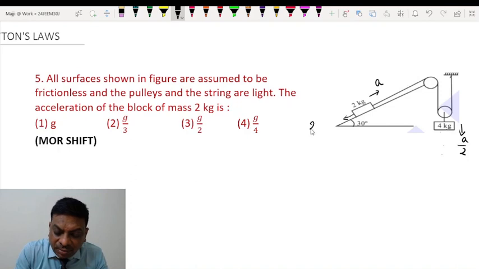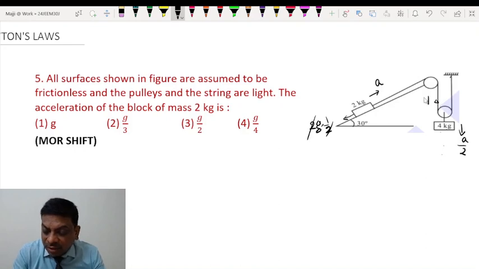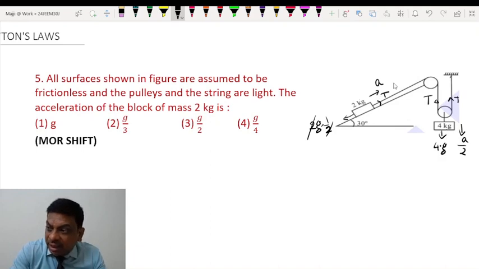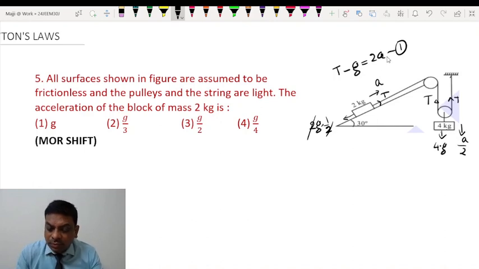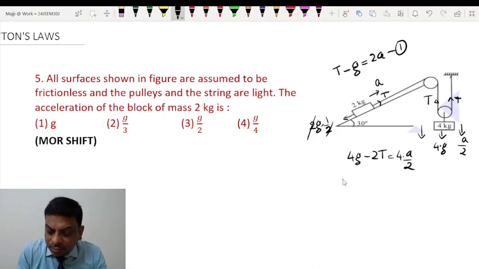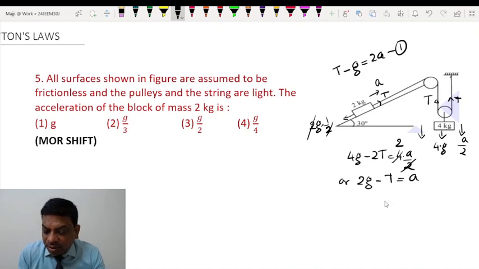Then in the free body diagram this will be 2g sin 30 degrees. Sin 30 is half. Also in the free body diagram with the tensions, here it is 4g. For this block, taking the acceleration as upward positive, I can write T minus g is equal to 2a. Similarly here, taking the downward direction as positive, I can write 4g minus 2T is equal to 4 into A by 2, or 2g minus T is equal to A, dividing by 2.